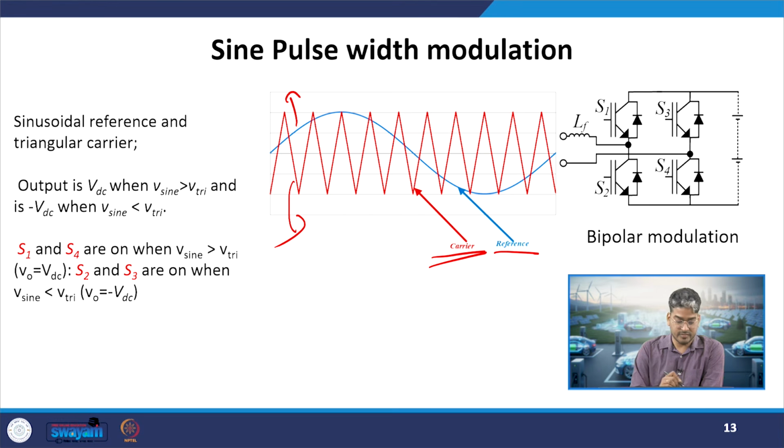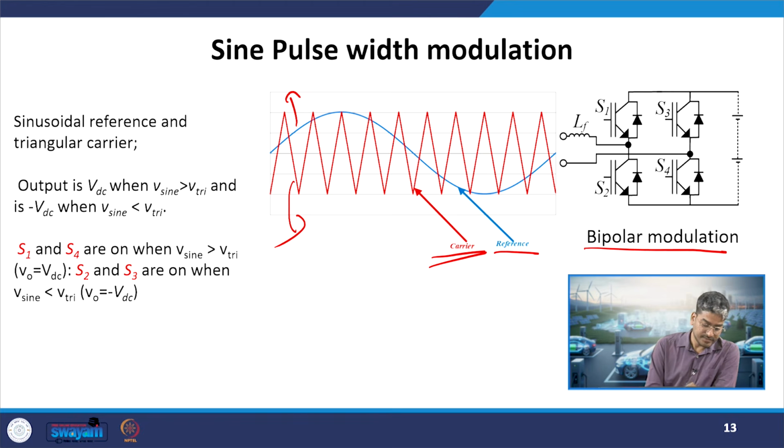And how this is proportional, we will see that. So, in this case, what will be the operation of this converter? This method is called a bipolar modulation technique. Why it is a bipolar modulation technique, we will see shortly. Here we have one reference signal and one carrier signal.